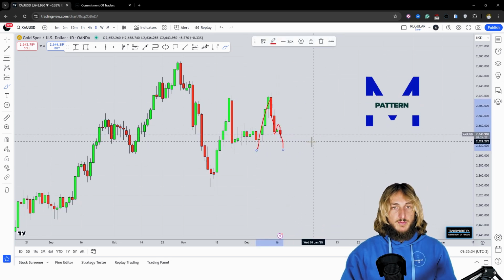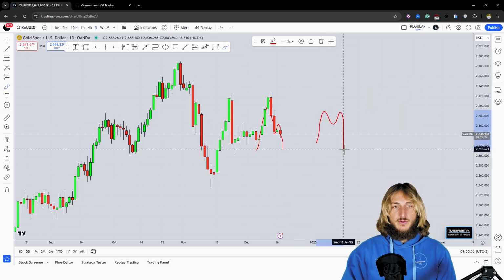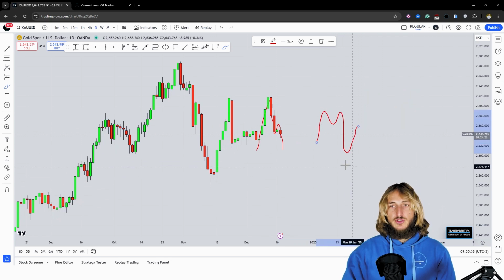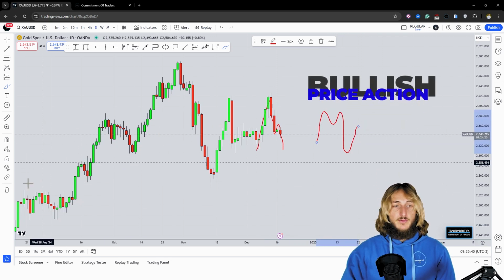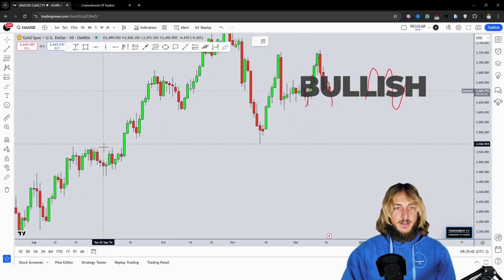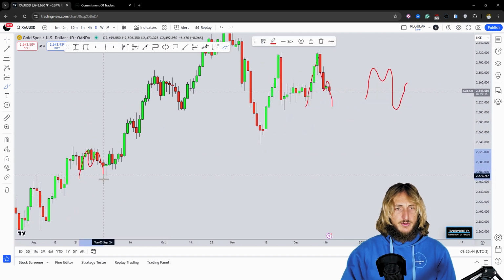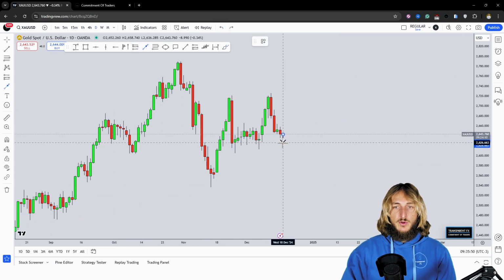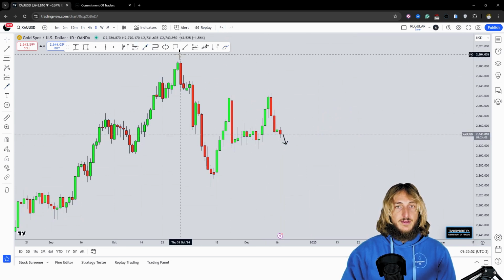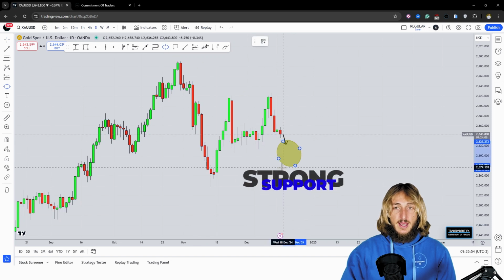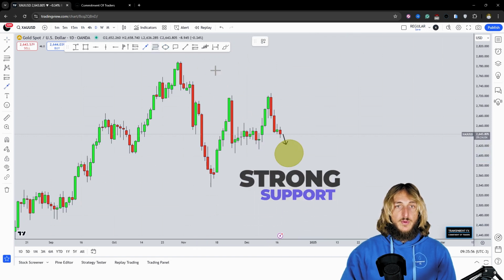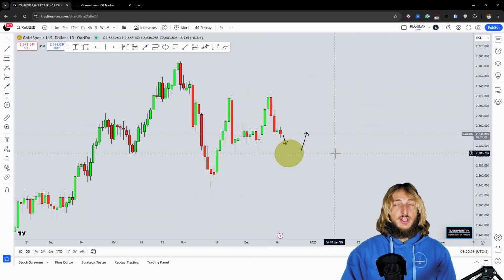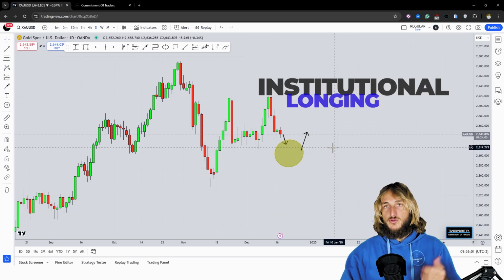pattern, which is a bullish pattern, because in general, after the creation of an M pattern, you would expect a potential push higher. And we can see, for example, a previous M pattern here, where the market created the M pattern and then got rejected to the upside. So there's a good probability that if from here the market will go for a deeper test of this demand and support zone, then the market could follow with a potential rejection to the upside, potentially fueled by institutional longing.